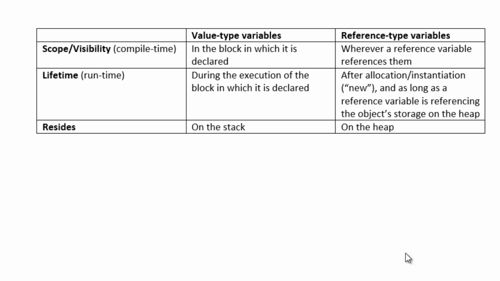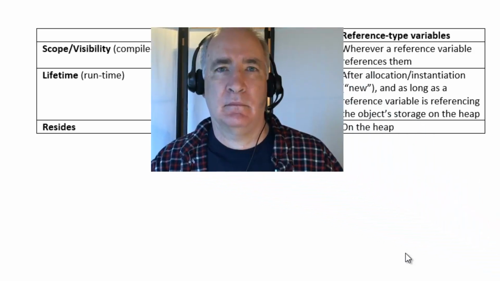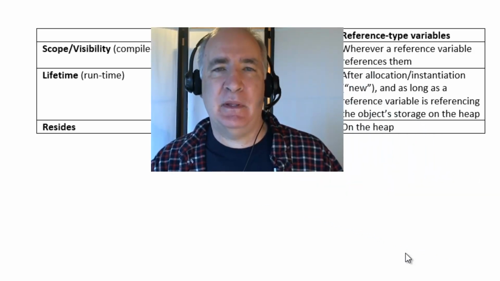Things on the stack come and go as necessary. Things on the heap are there until we actively remove them. In the case of managed code, actively removing is a little bit different. It really just means that there's no longer a reference variable pointing to that storage. And that's scope, visibility, and lifetime.